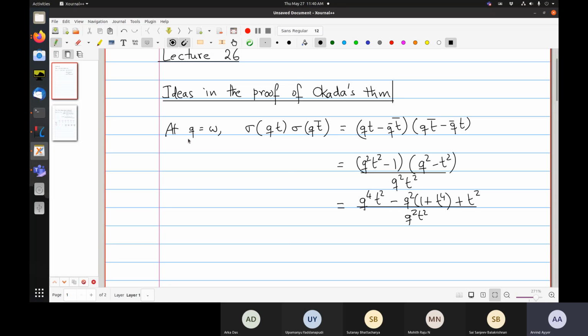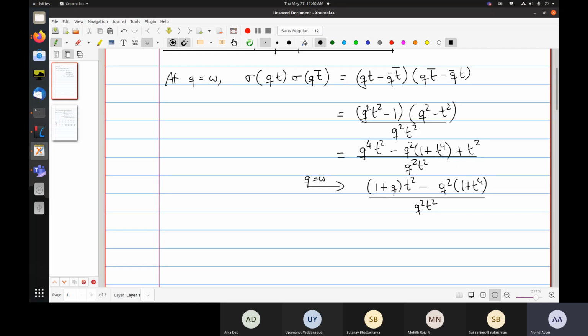And now when I set q equal to omega, omega is the third root of unity, so then q to the 4 is just q. So I get 1 plus q times t squared minus q squared 1 plus t to the 4 divided by q squared t squared.